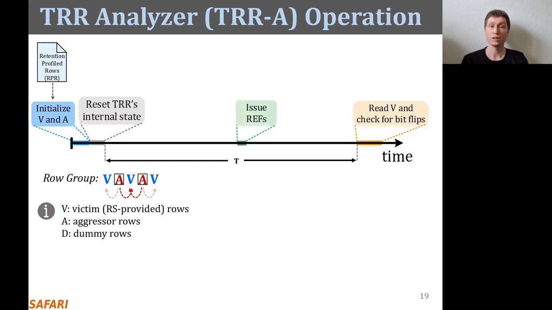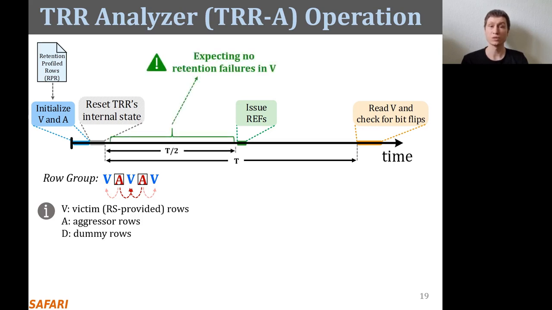In order to make TRR perform a TRR-induced refresh operation, the DRAM has to receive a refresh command. TRR Analyzer issues refresh commands when the victim rows are not refreshed for half of t. This is to ensure that the victim row retains its data correctly until it is potentially refreshed by a TRR-induced refresh. And similarly, it correctly retains its data after a TRR-induced refresh until TRR Analyzer reads back the data.